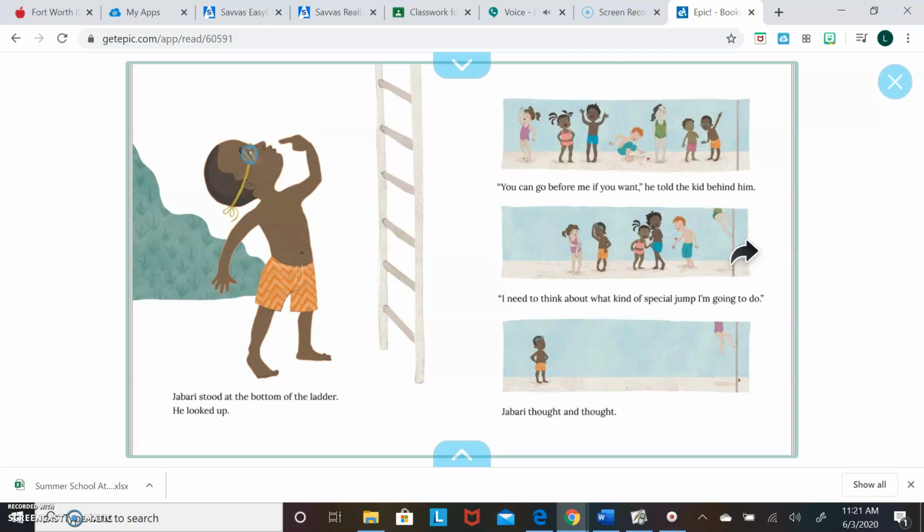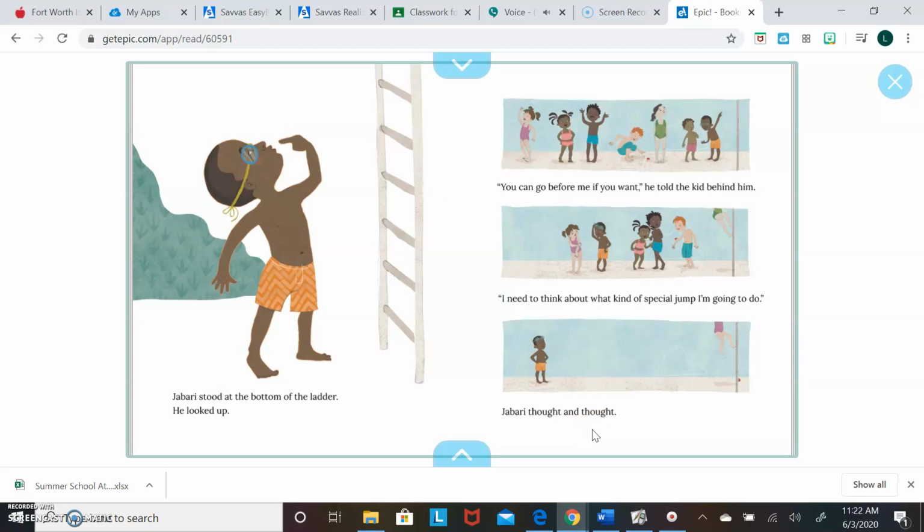Jabari stood at the bottom of the ladder. He looked up. "You can go before me if you want," he told the kid behind him. "I need to think about what kind of special jump I'm going to do." Jabari thought and thought. It looks like he's letting other kids go ahead of him.